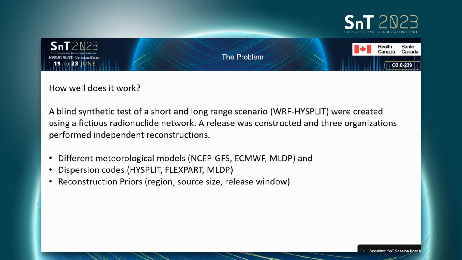And this ended up involving different meteorological models, different dispersion codes, and then just different choices in how you do your reconstruction. And this is kind of what we were looking at to see how robust FREER was and what we could say about working with these different models.